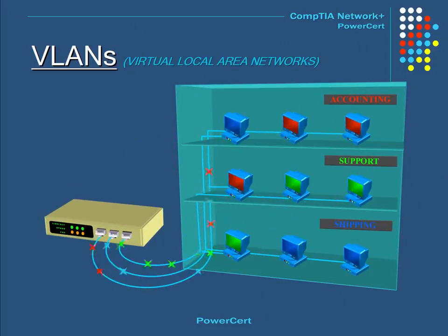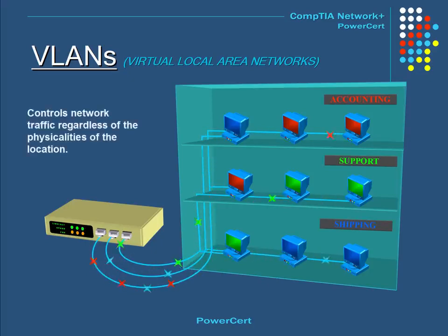VLAN stands for Virtual LAN. A VLAN is a logical area network that can control network traffic regardless of the physicalities of their location. So for example, let's say you have a 3-story office building and you have different departments mixed in with others on the same floor. Now suppose you wanted to separate the network broadcast activity between the departments from each other, so that the accounting department does not see any traffic from support, support doesn't see any traffic from accounting, and so forth.